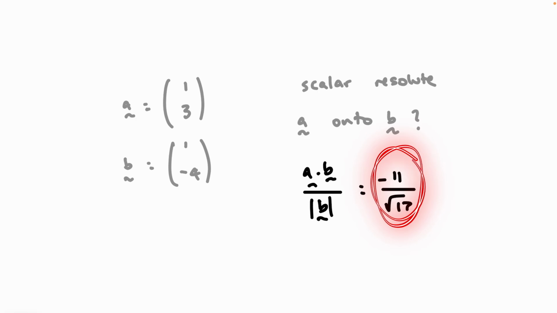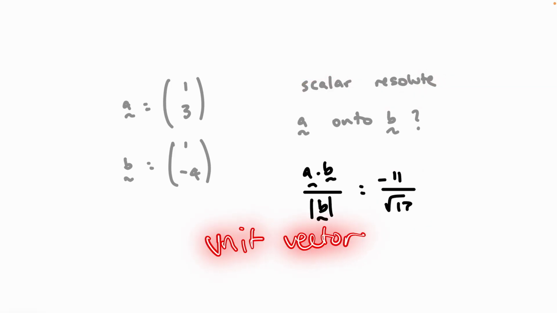So this is the magnitude of your vector projection. Okay, so we don't have any direction or vector quantity, it's simply just a number. So that's how you do scalar and vector resolutes along with unit vectors. Let's have a look at one or two more problems.